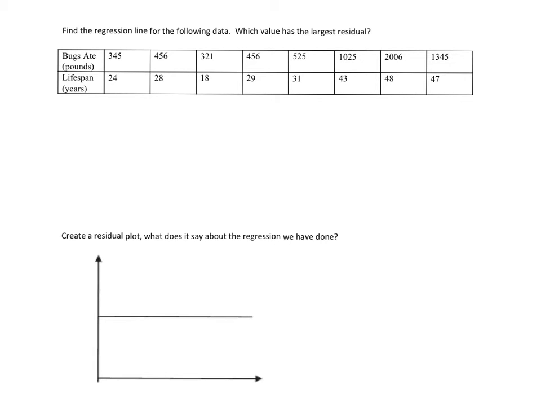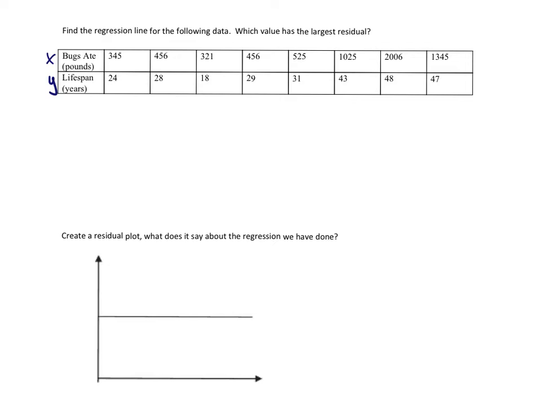So what I want to do here is let's do an example. I want to find a regression line for the following data and figure out which one has the largest residual. So the first thing I'm going to do, here is my x, here is my y. So I'm going to go ahead and put those in the calculator, and I'm going to figure out what my regression line is. So again, you can refer to the other video that I made that is attached to this section to see how we would find that regression line.